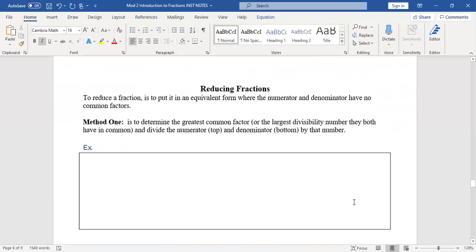Reducing fractions. To reduce a fraction is to put it into an equivalent form where the numerator and denominator have no common factors. There are 3 different methods I'd like to discuss. The first one is to determine the greatest common factor, or the largest divisibility number they both have in common, and then once we find that number, divide the numerator and the denominator by that number. So let's show an example.